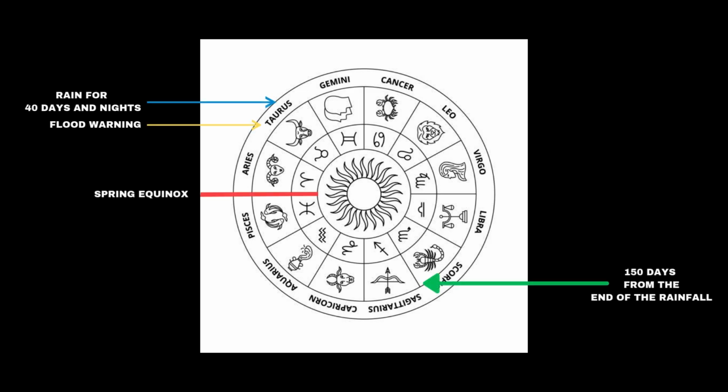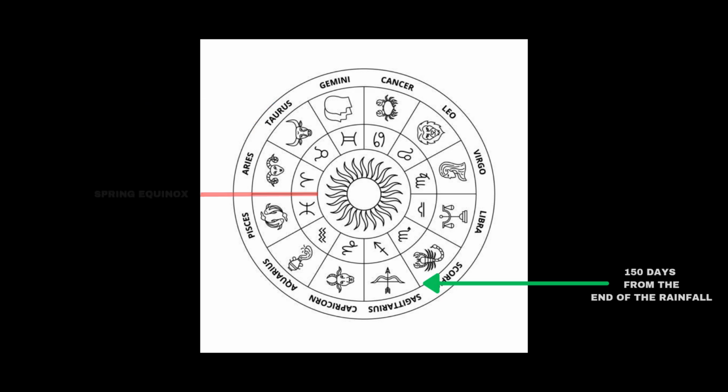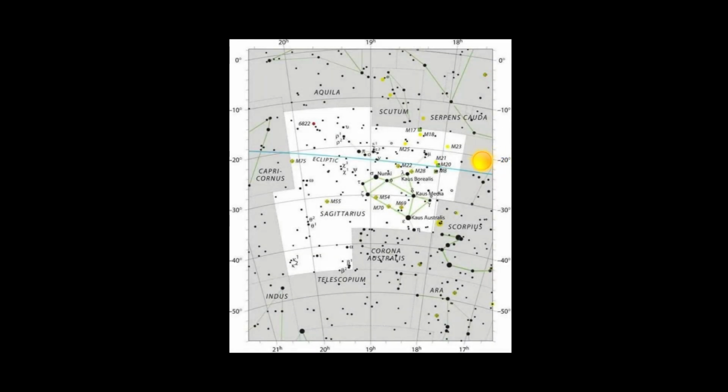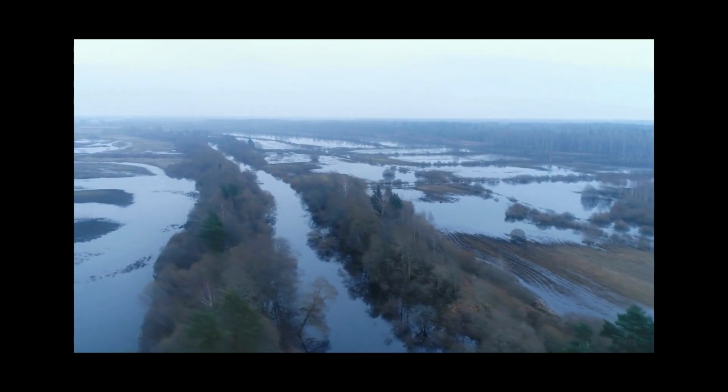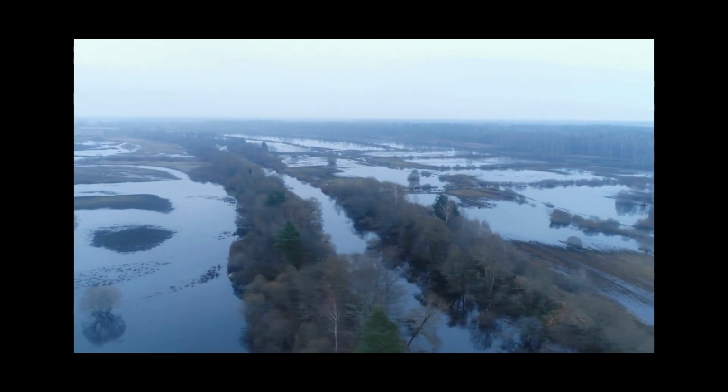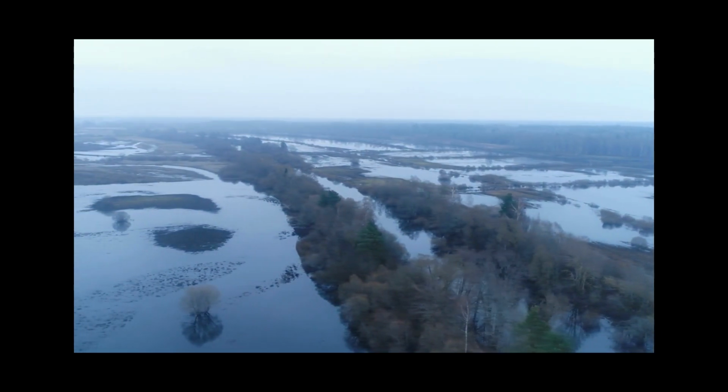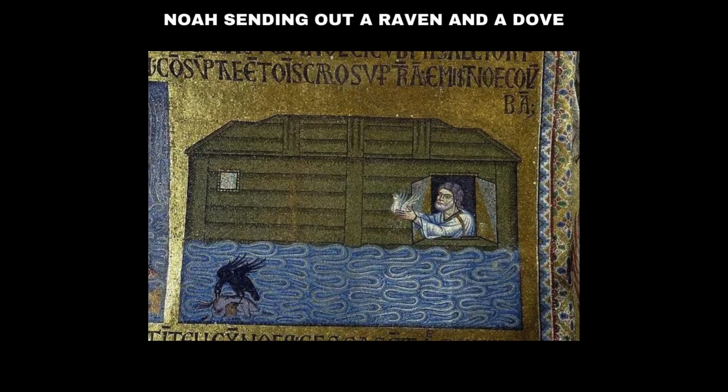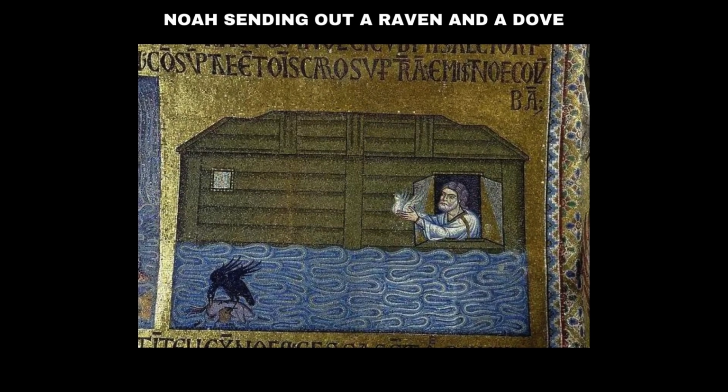The end of the rainfall brings us to the second intersection of the Milky Way and the path of the ecliptic between Scorpio and Sagittarius. This occurrence marks the floodwaters receding. Noah then sends out a raven and a dove.